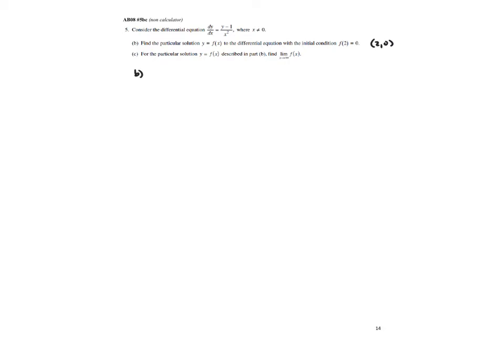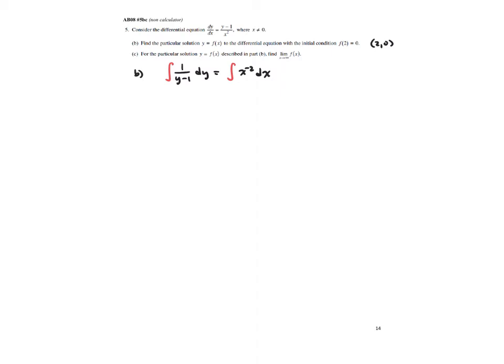So let's go ahead and separate variables. That would be 1 over (y minus 1) dy is equal to, and I'm going to write this as x to the negative 2 dx. Now my variables have been separated. Let's go ahead and start the process of integration.